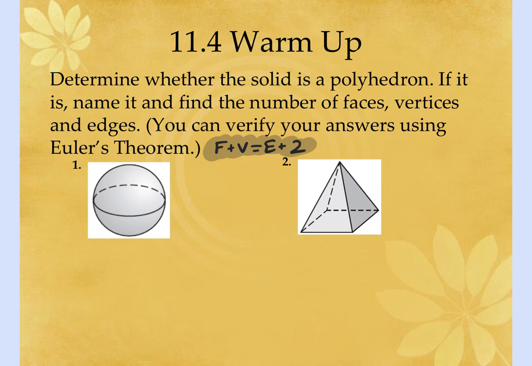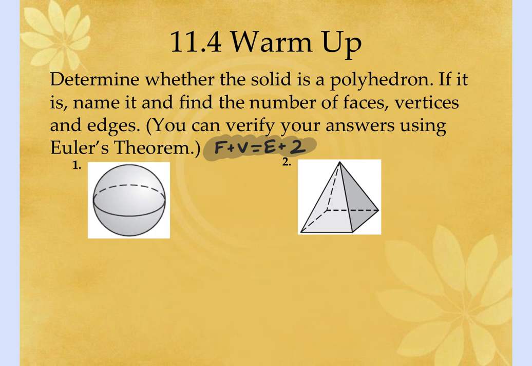All right, so 11.4 was determining if a solid is a polyhedron, and then if it is, naming it, and then finding the number of faces, vertices, and edges, and then using Euler's theorem to verify it, which is F plus V equals E plus 2, faces plus vertices equals edges plus 2.